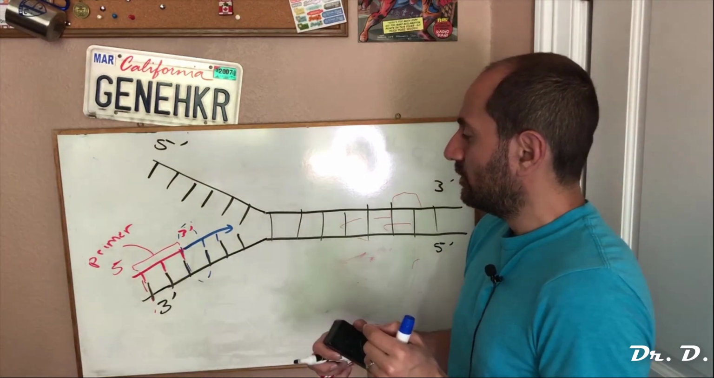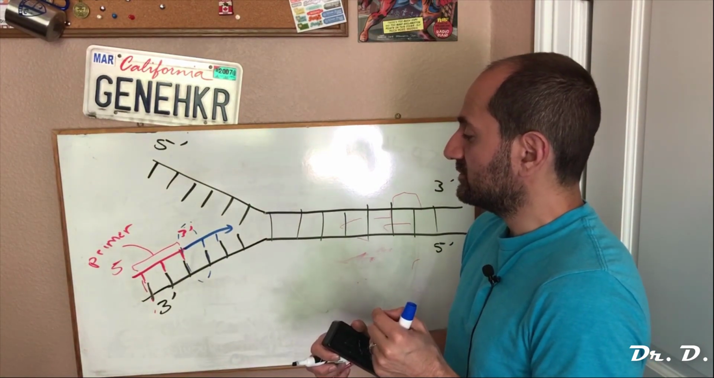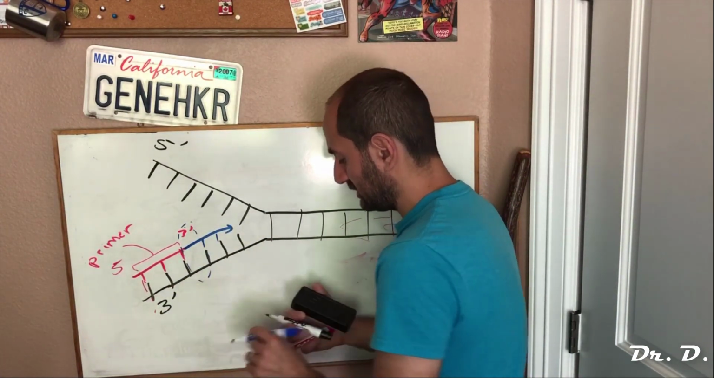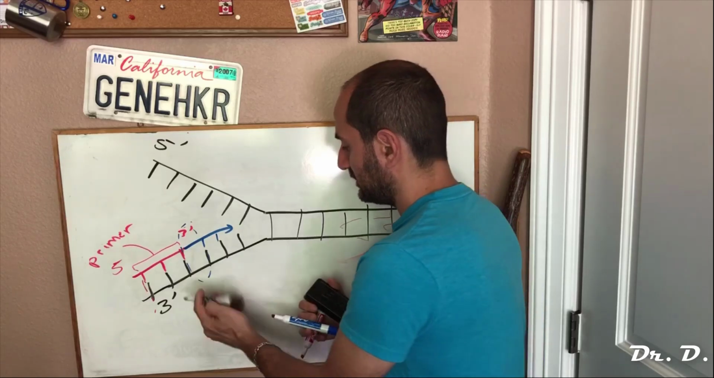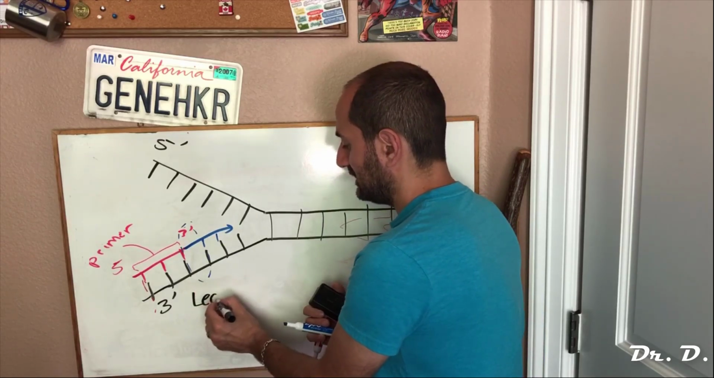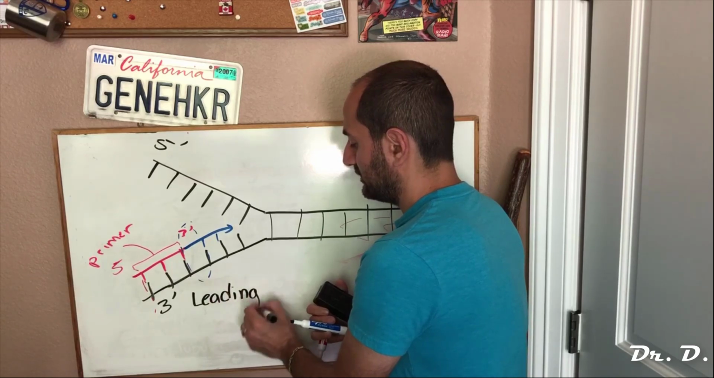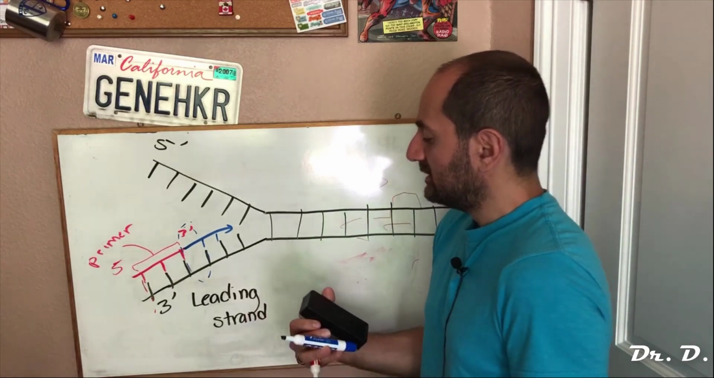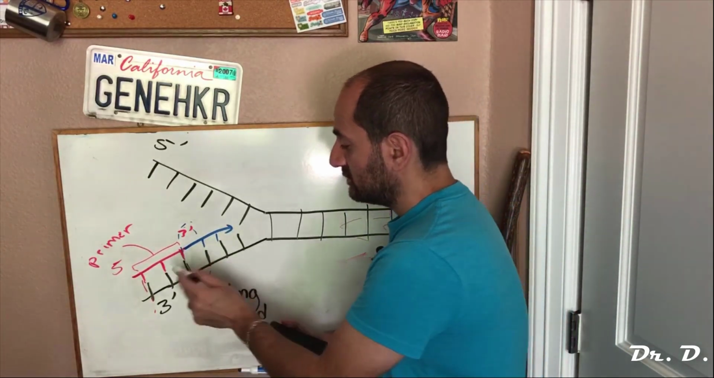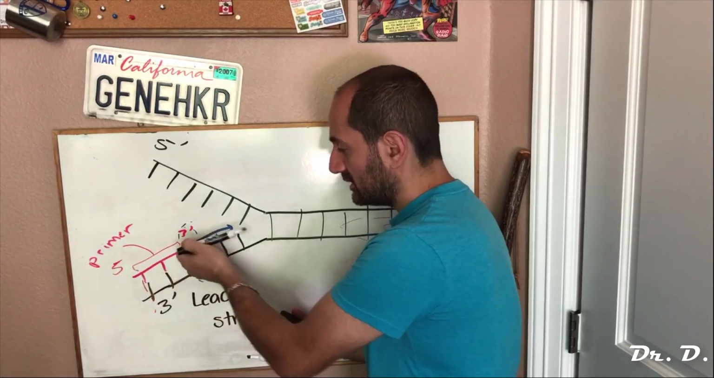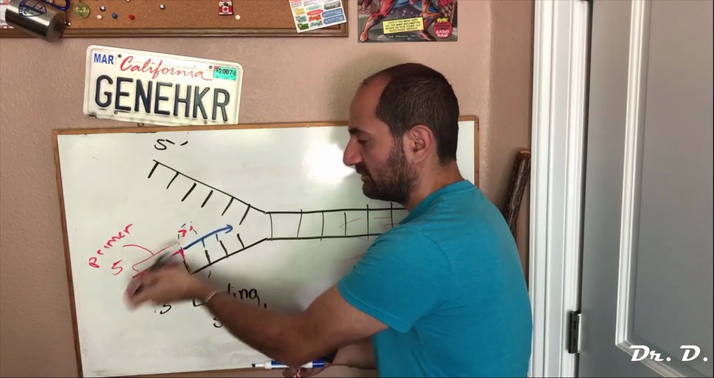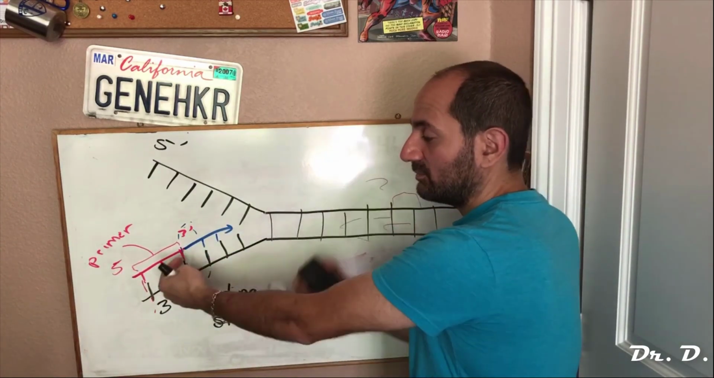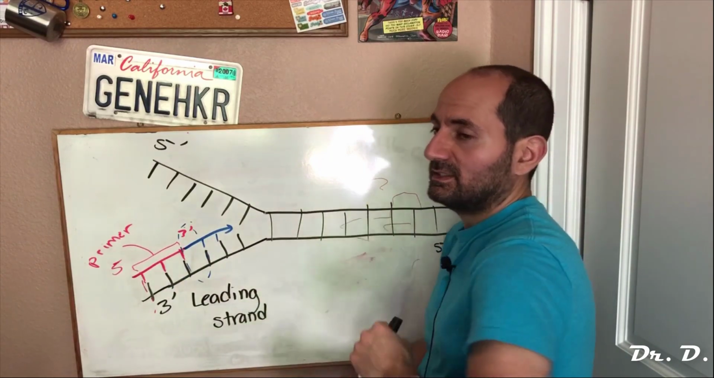This bottom strand is called the leading strand, and I'll explain why in a second. What does that mean? The leading strand is the strand that is being synthesized toward the replication fork. You notice how we're going 5' to 3' towards the replication fork. The more you unzip the DNA, the more you simply copy the DNA towards the fork.